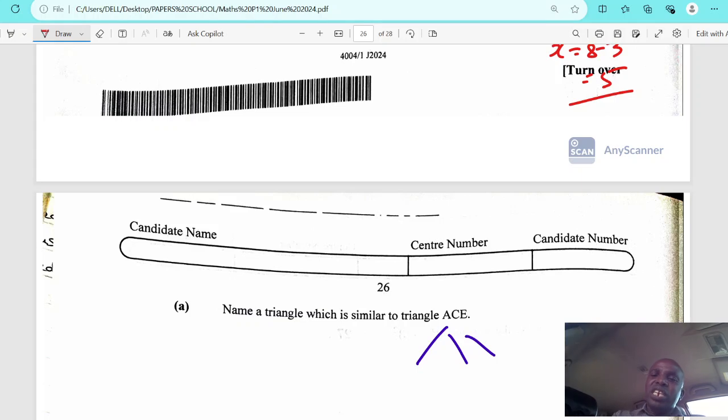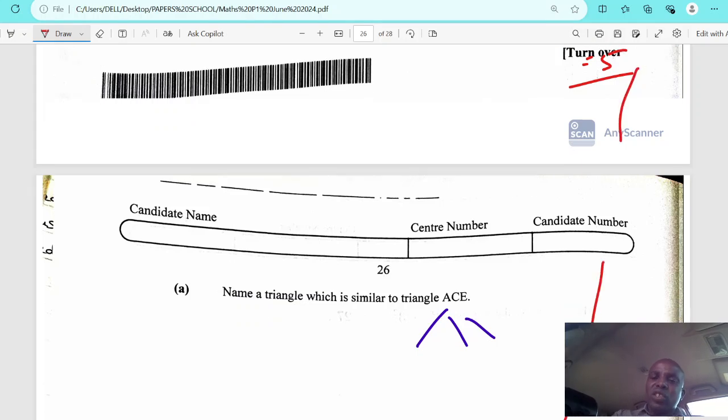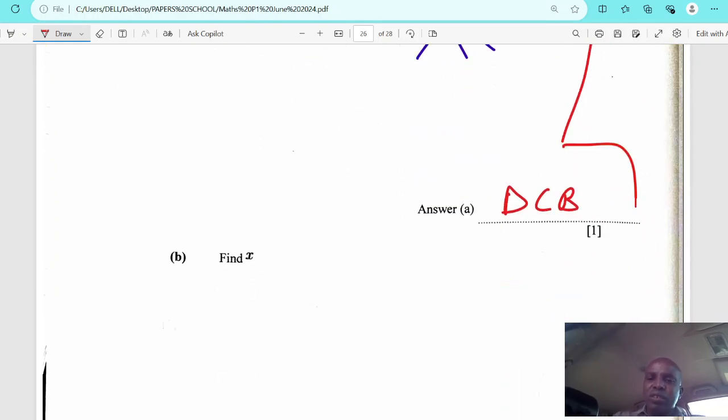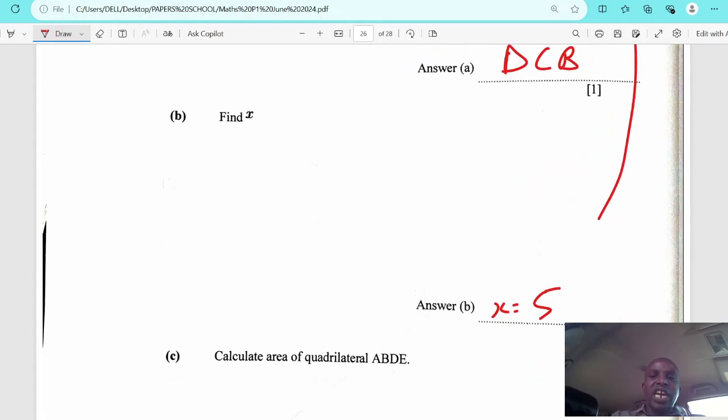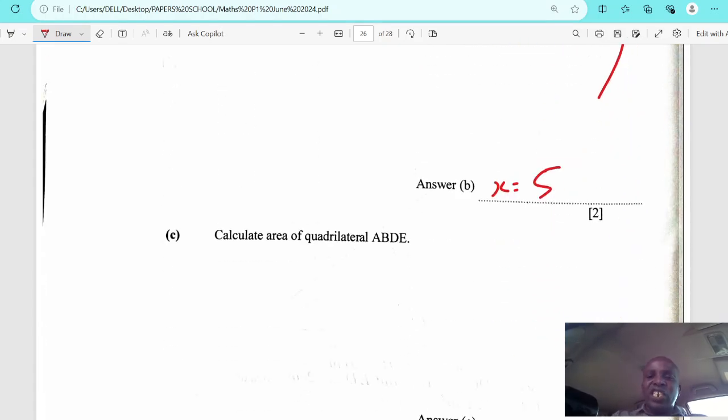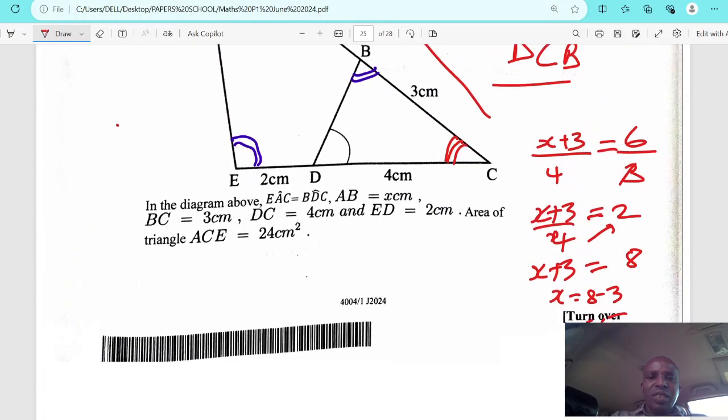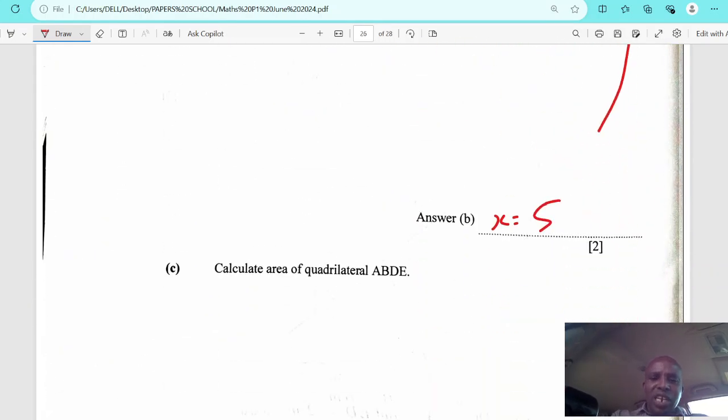This working, you have to bring it down. This working is supposed to be here. So X is equal to 5. Done. Next, calculate the area of quadrilateral ABDE.